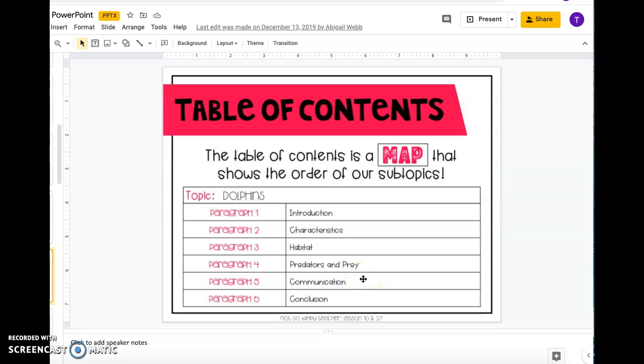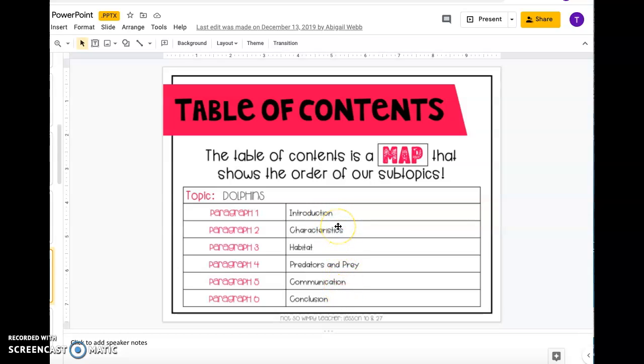But if you're writing about a person, like let's say George Washington was our topic, your introduction would still come first. So remember, always introduction first, always conclusion last. But it might make sense for the paragraph that would come following the introduction to be childhood of George Washington, because it doesn't make a lot of sense to talk about George Washington being president before you talk about his childhood. So remember, you're going to put them in order that makes sense to you.